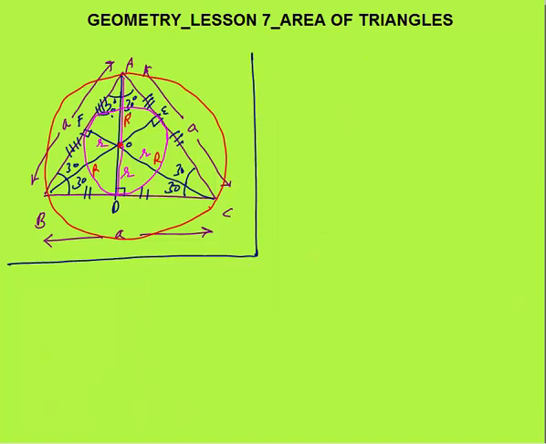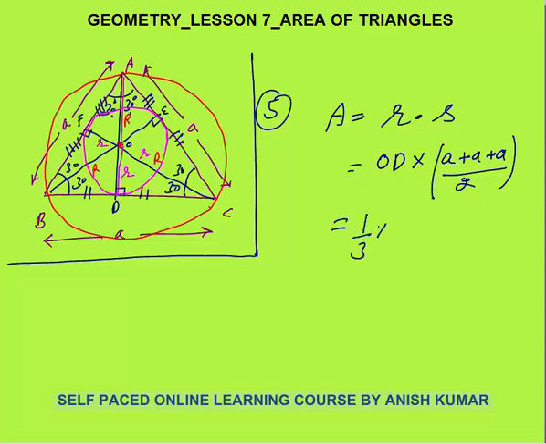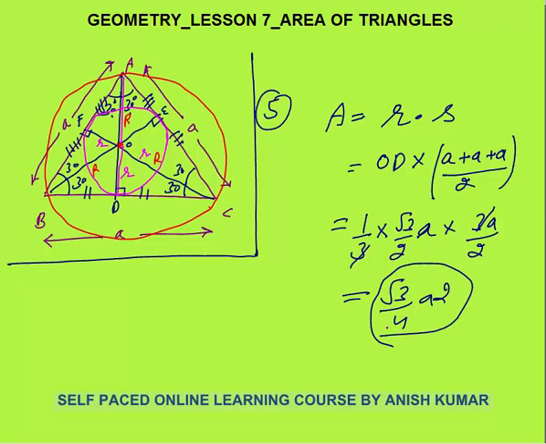The last, fifth formula to calculate the area is A equals r into s, where r is the inradius and s is the semi-perimeter. So the inradius, this OD, into the semi-perimeter, which in this case is a plus a plus a by 2. What is OD? OD is 1/3 of the height of an equilateral triangle. That is 1/3 of root 3 by 2 into a, into 3a by 2. So 3 and 3 get cancelled, and you will get root 3 by 4 a square. Again the same area of an equilateral triangle.